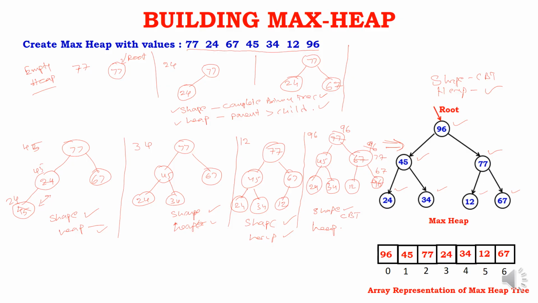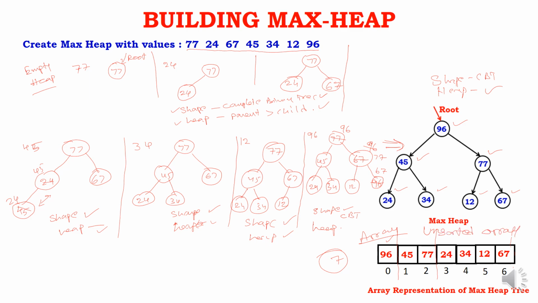Now this can be represented in array as, say, the array elements are placed in the array just like the elements that are there in complete binary tree. 0th location is root, level 0. Then level 1 contains two elements. Mention the two elements here, 45 and 77. Level 2 contains four elements, 24, 34, 12, 67. Make the four elements here. So we have seven elements. All the seven elements are placed in the array, but the array is not a sorted array, unsorted array.